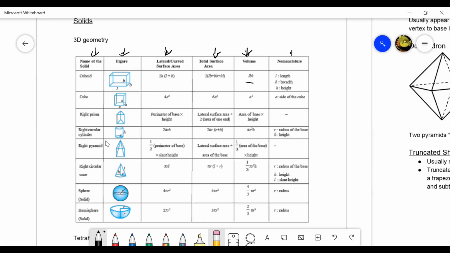For the right circular cylinder, or just cylinders in general, because whenever you see cylinder in a problem, this is what it refers to.